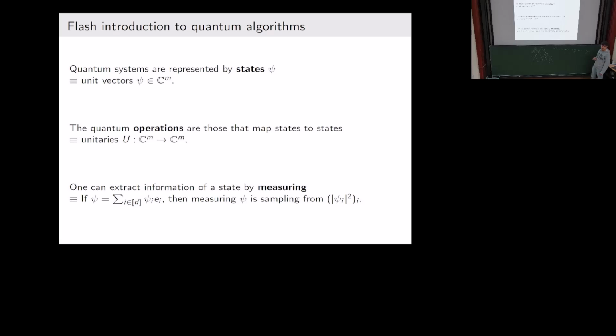Is D equal to M, or is D different? Oh yeah, this should be M. Okay, that's a typo. Okay, and this is what we have. I don't know if there are other questions.